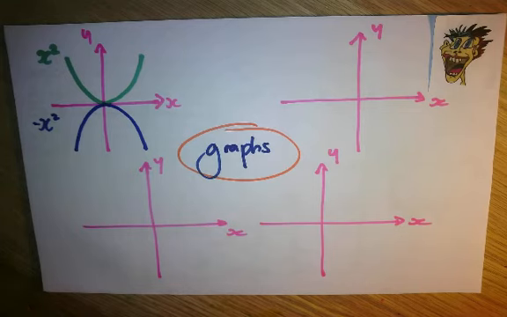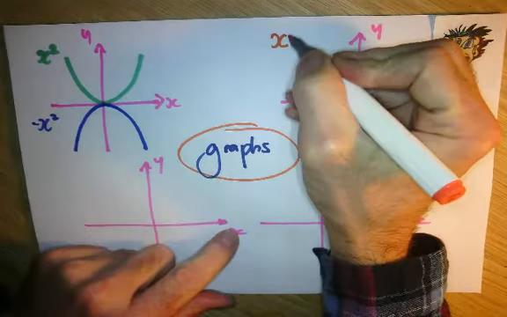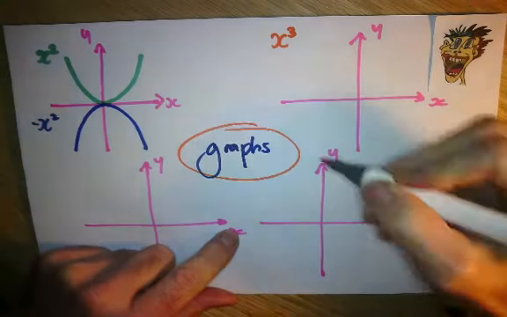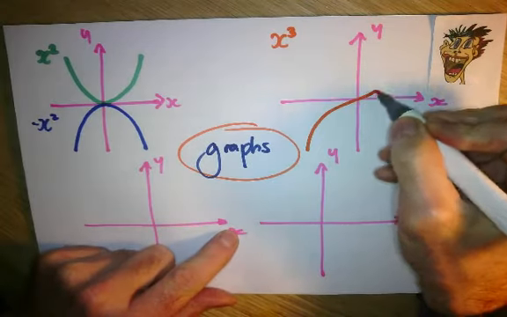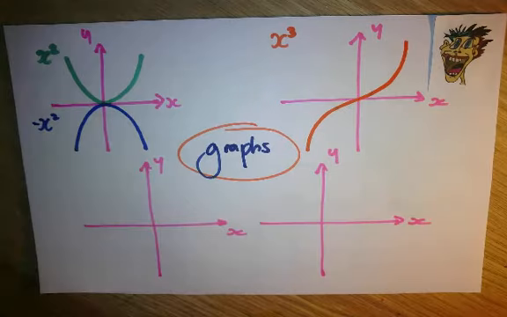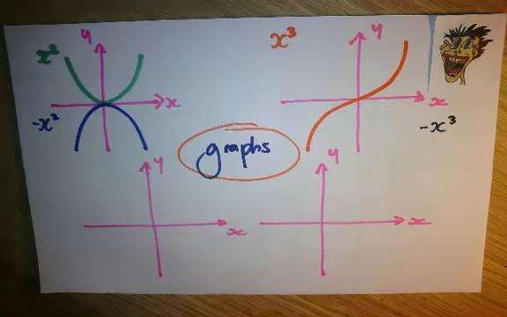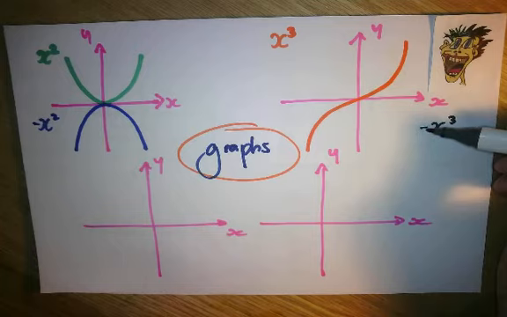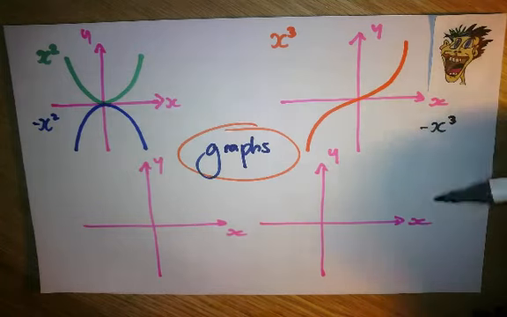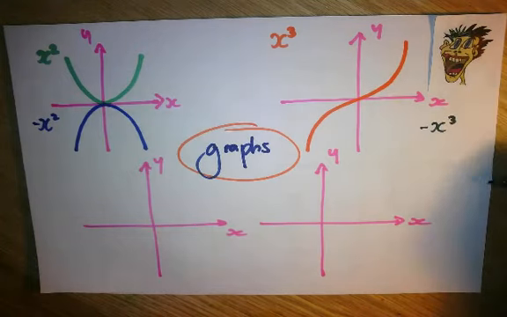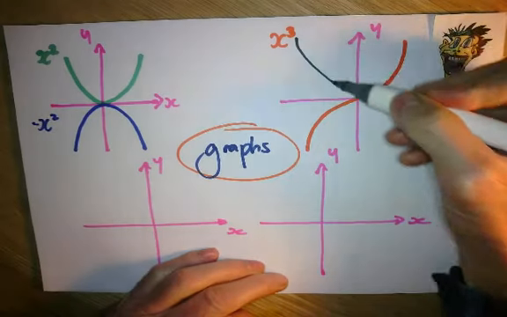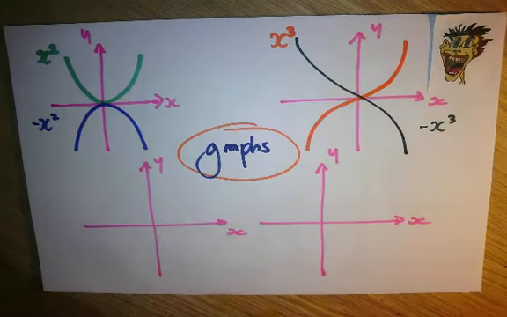What about, let's increase the power. It's called a cubic, x to the power 3, and it looks like this. What about a minus x to the 3? What would that look like? Well, again, the minus means you reflect. Very, very large value of x would be very small. So that's what it would look like.